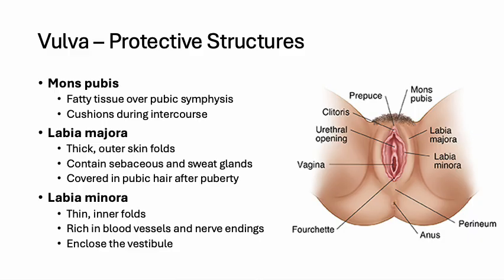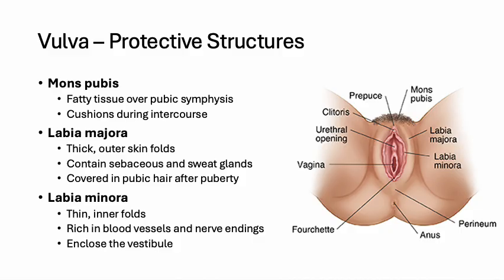The vulva includes several external structures that offer both protection and sensory function. The mons pubis is a rounded fatty area overlying the pubic bone that provides cushioning during sexual activity. Just beneath it are the labia majora, which are prominent skin folds that serve as outer protective barriers. These folds are typically covered in pubic hair and contain oil and sweat glands to help maintain skin health.